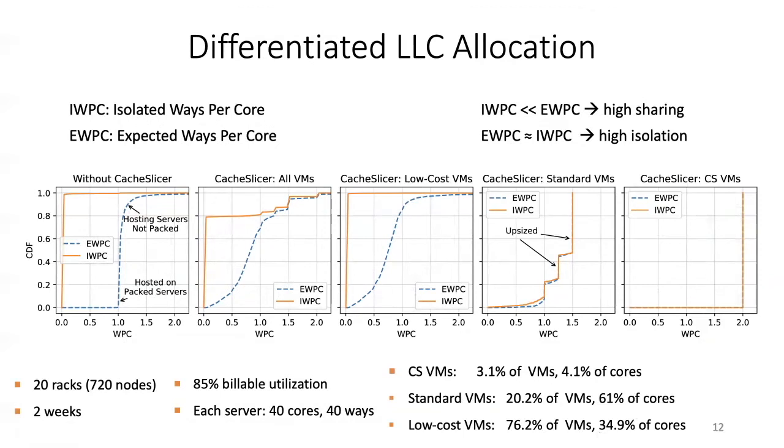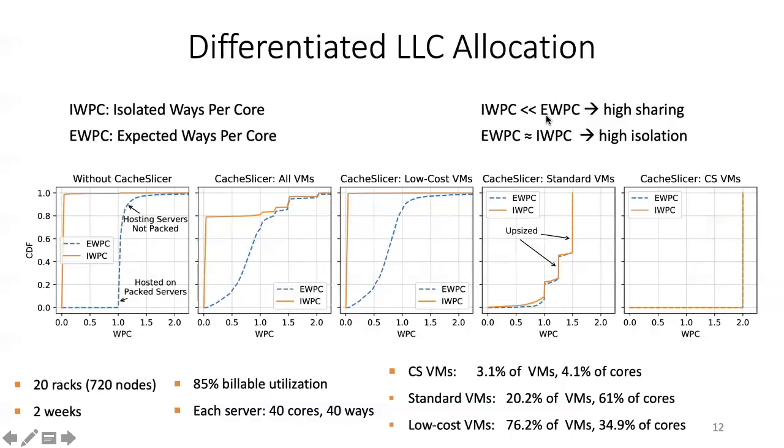Now, in the paper, we look at different mixes, and we also explore the effects of that on the system's performance. What I'm going to show you here is two numbers. One is how many isolated ways per core a VM gets, and the other is the expected ways per core. This is basically the statistical average of how much LLC they're going to have access to during their lifetime.